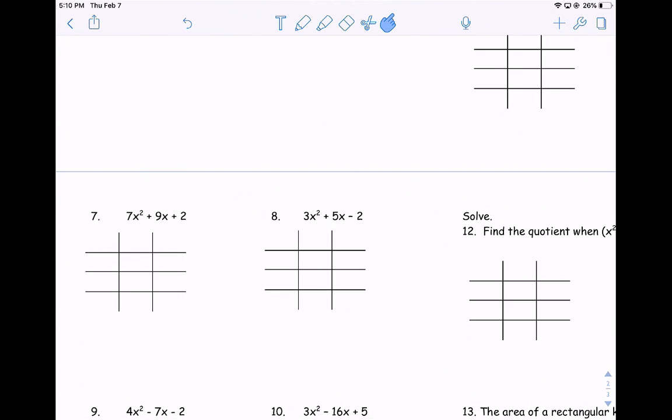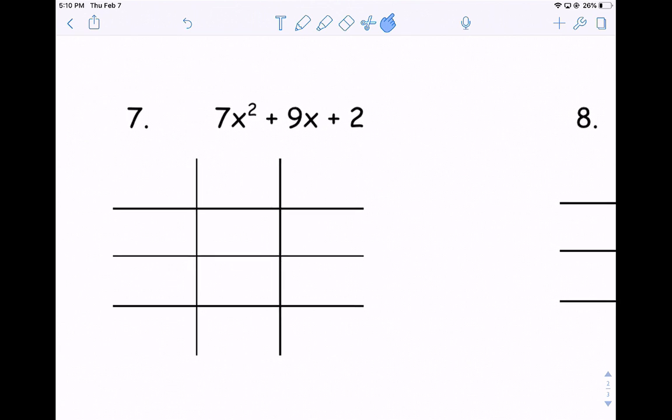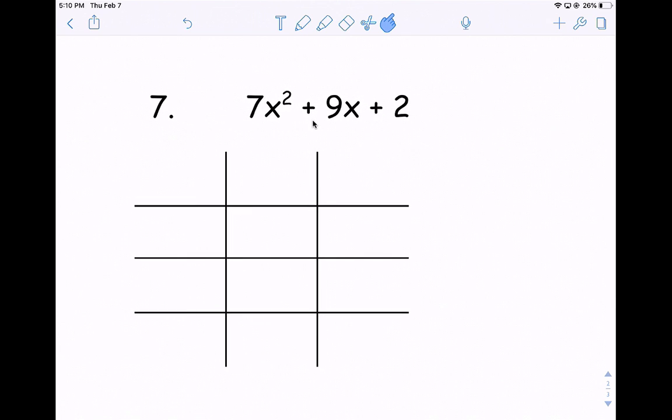So this one is a little bit different because now we have what is called a leading coefficient. So this number is leading because it's in the front, but it's not a 1 anymore. So now we have a 7x squared. So we have to kind of take a little bit more consideration in for that 7.